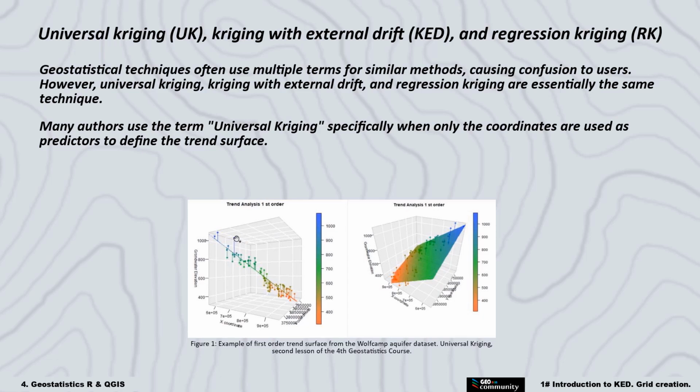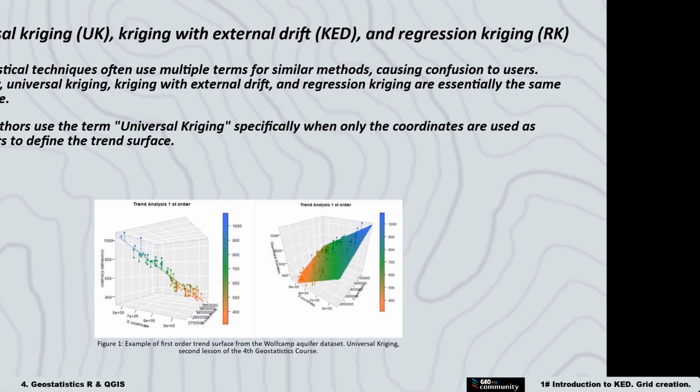The residuals is the difference between the observed values, that is the dots, less the deterministic model, is the values on the plane. And the important thing in this case is that this trend surface fitted between the data was created using the X and Y coordinates. And that's what defines Universal Kriging.